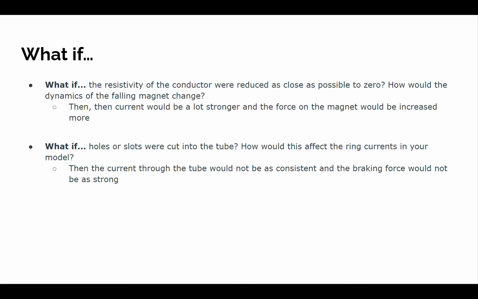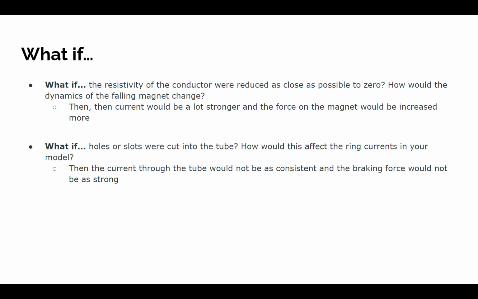And then also, if there are holes or slots cut into the tube, how would this affect the ring currents in our model? The current through the tube would not be as consistent because there would be holes throughout the tube, so there wouldn't be as big of a collection of electrons and current through there. So it would be less consistent, and the actual magnetic field generated would be weaker. Therefore, the braking force would not be as strong, and the magnet will come down a lot faster.